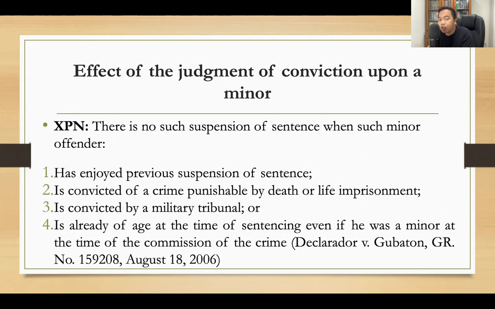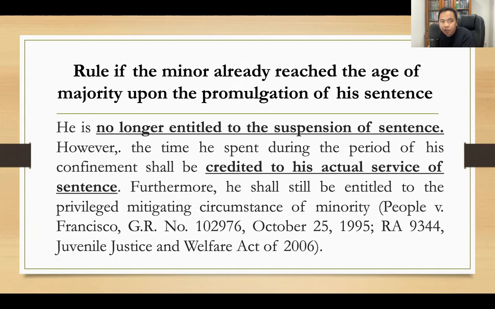There are exceptions to the suspension of sentence of a child in conflict with the law who was convicted by the court. Number one, he has enjoyed a previous suspension of sentence. Number two, he is convicted of a crime punishable by death or life imprisonment. Third, he is convicted by a military tribunal, or he is already of age at the time of the pronouncement of the sentence, even if he was a minor at the time of the commission of the crime. Now, what is the rule?